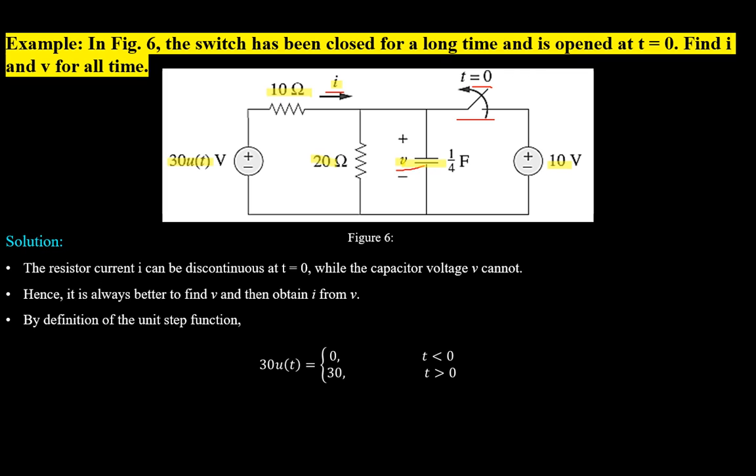The current through resistor can be discontinuous at time t equals 0, whereas the capacitor voltage cannot be. So it is always better to find voltage v, and then with the help of Ohm's law we can find the current. And by definition of step function, we know that 30 u of t will be equal to 0 when time t is less than 0 and will have value of 30 for time t greater than or equal to 0.